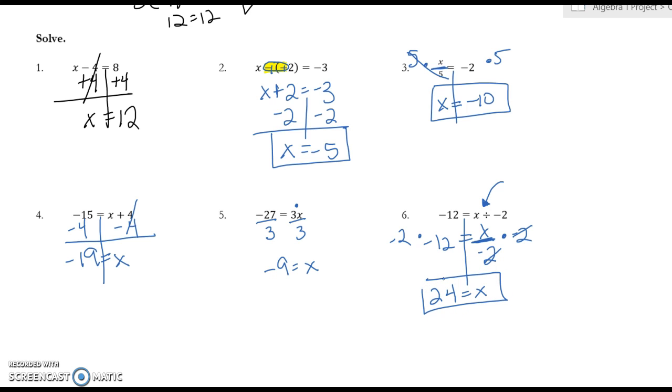And that's it. So you have to remember what is the inverse for each thing, and then you have to remember to do it to both sides. Make sure you do that inverse operation to both sides because you got to keep your scale balanced.